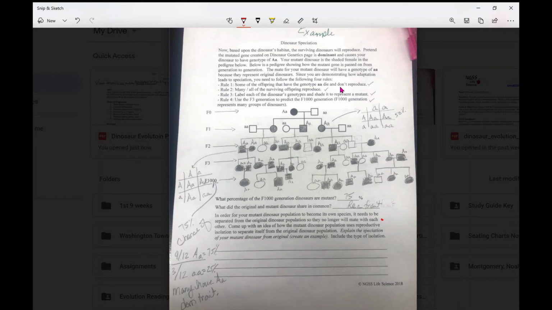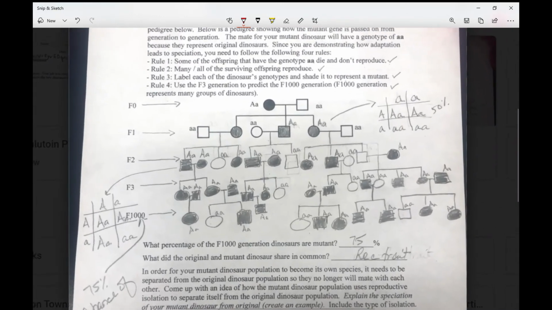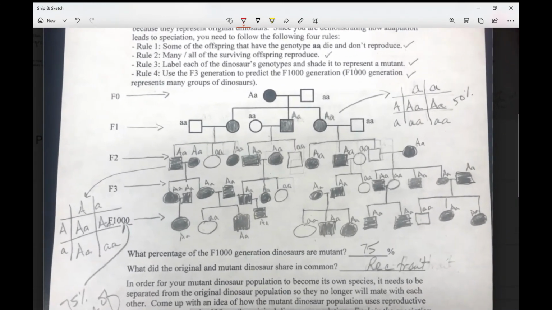Yours should not look exactly like mine. It's made up. There's nothing guiding you other than the directions up here. It's not like there's a right or wrong. The only thing you need to consider is that you should see more of your trait at the end. So I'm going to zoom in just a hair. Hopefully this works and you can see it.